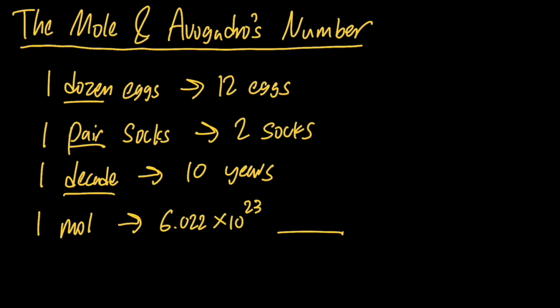If I had 2 dozen eggs, that's 2 times 12, which is 24 eggs. If I had 5 decades, that's 5 times 10, 50 years. So if I had 5 moles of electrons, that would be 5 times 6.022 times 10 to the 23 electrons. So the mole can be used to quantify anything. It can be used to quantify electrons, protons, but most commonly it's used to count atoms and molecules.